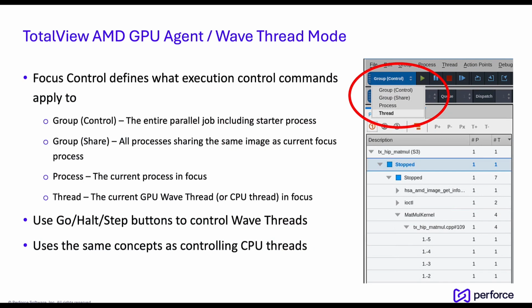TotalView is a parallel debugger, so when you execute commands, whether you want to run, step, or next, you can target where that command is going to go. By default, TotalView gives you 2 groups, a control group and a share group. The control group is the entire parallel job, including the starter process. A share group is all processes that share an image. You can also target just the process in focus, or even down to the thread in focus.